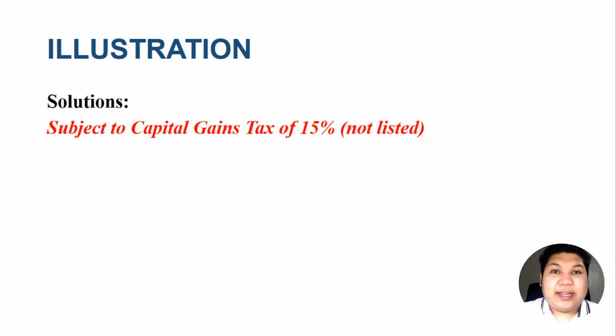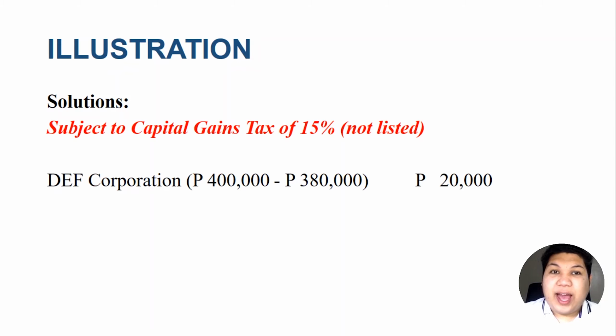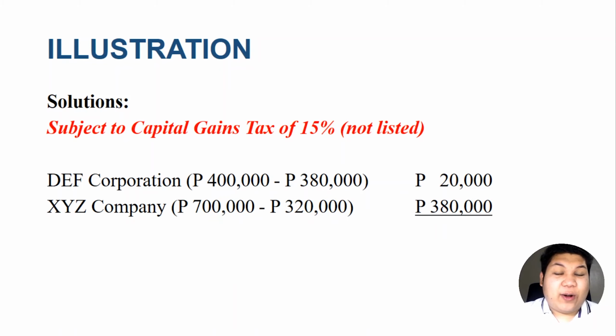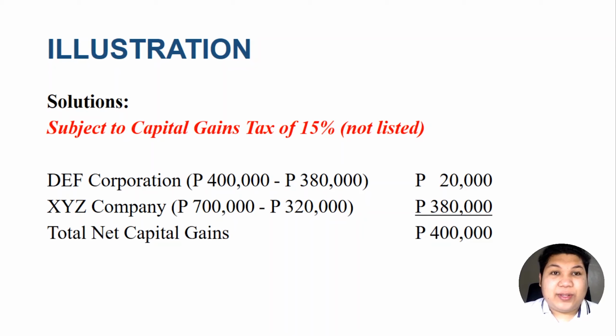We also have two sets of shares which are subject to the capital gains tax of 15% because these are not traded or listed in the local stock exchange. So we have here DAF Corporation, the selling price is 400 and the cost of those shares was 380,000. So we have a capital gain of 20,000. We also have from the XYZ company, a selling price of 700,000 and the cost of 320,000. So we will add this together. We will get a total net capital gains of 400,000.